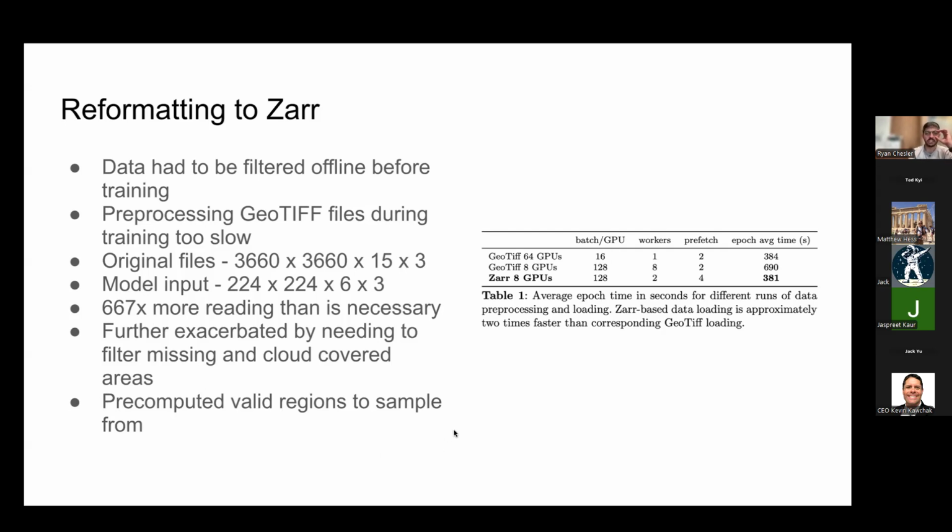And so what they did is they swept through all of the data and said, where are the valid places for us to actually train against, and excluded the rest. Because if they did it randomly, if they just said, we're going to sample from this data and pick a random point, then very often they were wasting effort on that as well. So they pre-computed the regions and reformatted it as Zarr, and now they have a much more efficient pipeline that isn't wasting this huge effort.